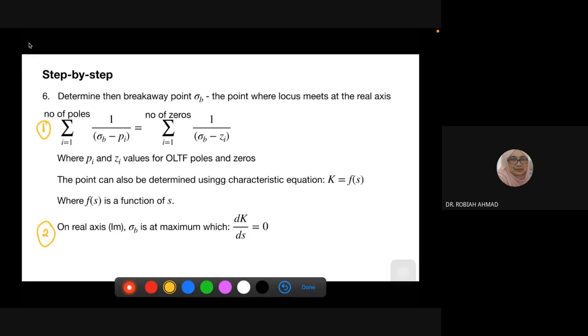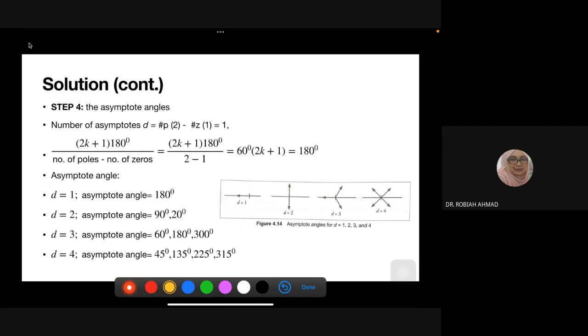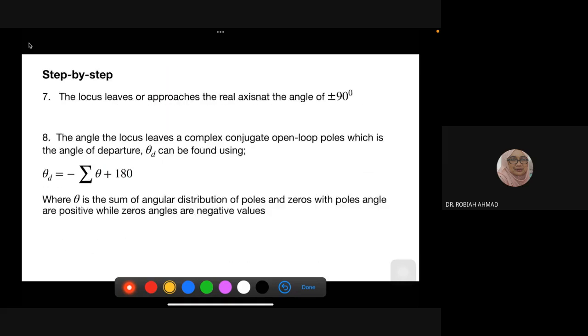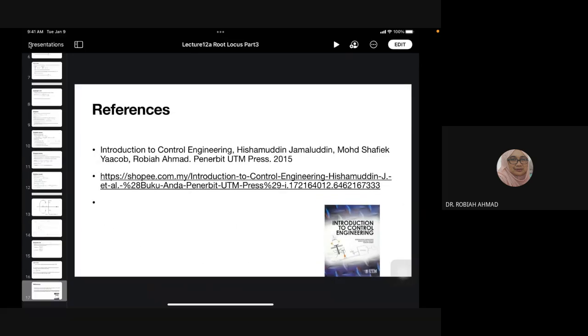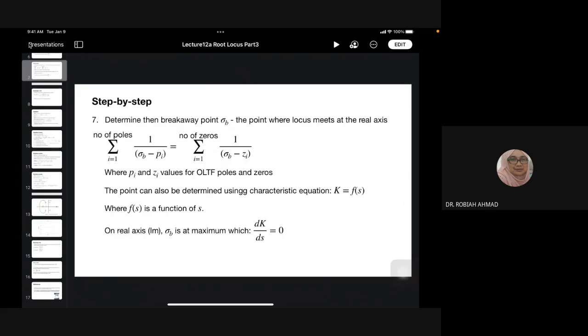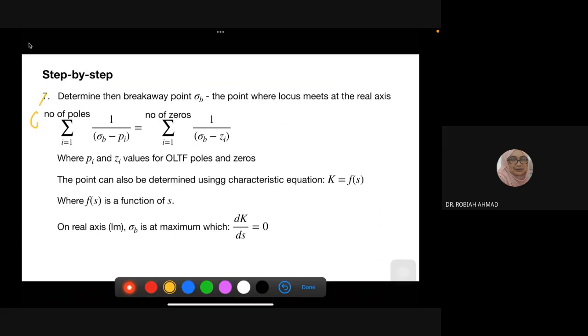And then number 7. Kenapa sampai 2 kali pula number 7 ni? Ni step 6 sebenarnya. Same step 6. Step 7, kalau nanti masa dalam example saya akan explain.